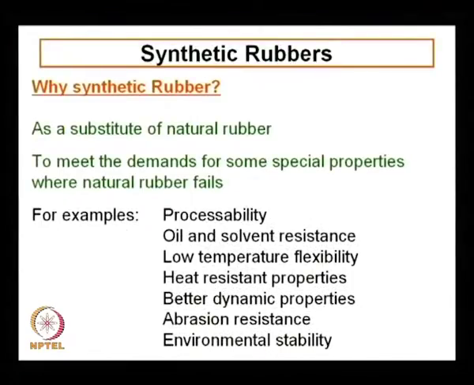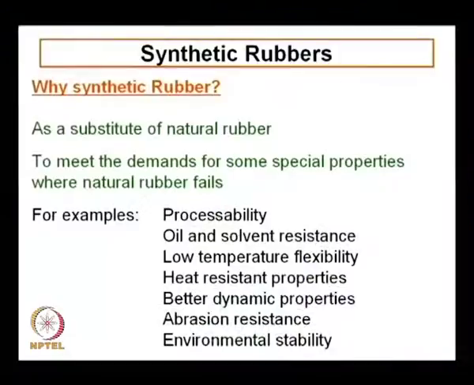Why synthetic rubber? Why do you go for synthetic rubber? Now, the main reason is, if there is shortfall of natural rubber, if it is not available in a country, then they can synthesize rubbers. They can use synthetic rubbers if they do not have to depend on natural rubber, but if you have plenty of natural rubber, then you may not have to depend on synthetic rubbers, you can use natural rubber only. To meet the demands for some special properties other than availability, if you have special demands where natural rubber fails, there you can use synthetic rubber for some special purpose applications.